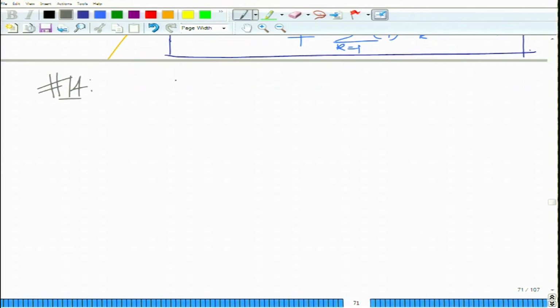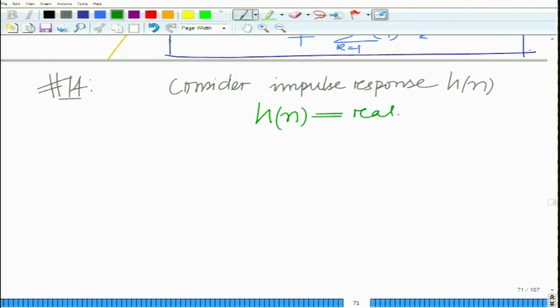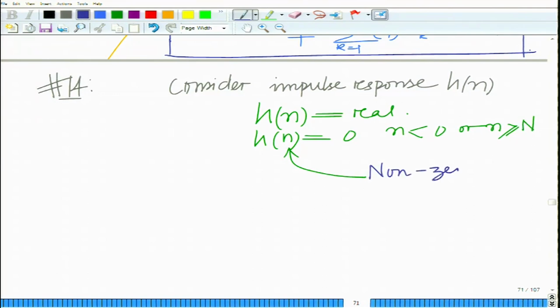which is the following thing. So, we consider the impulse response h[n] such that h[n] is real. h[n] is non-zero only for 0 less than or equal to n less than or equal to N minus 1, which means h[n] equals 0 for n less than 0 or n greater than or equal to N. So, this implies this is non-zero only for 0 less than or equal to n less than or equal to N minus 1.